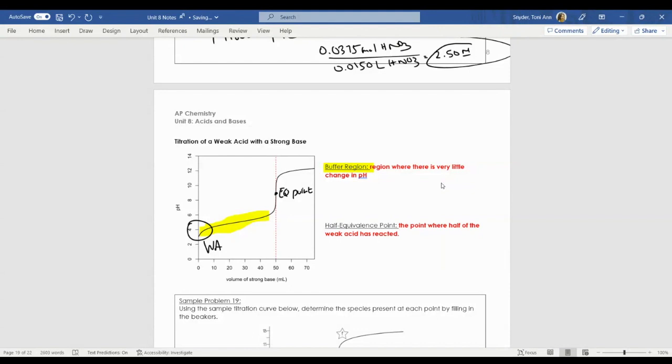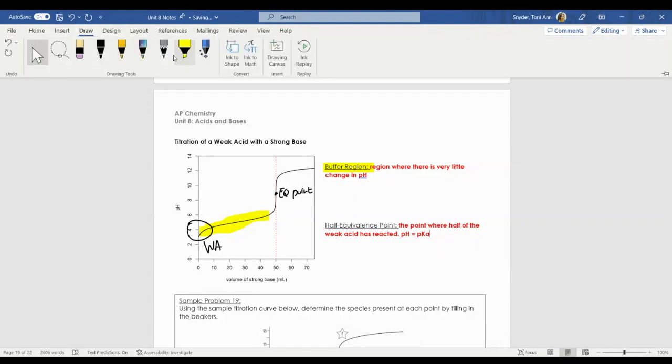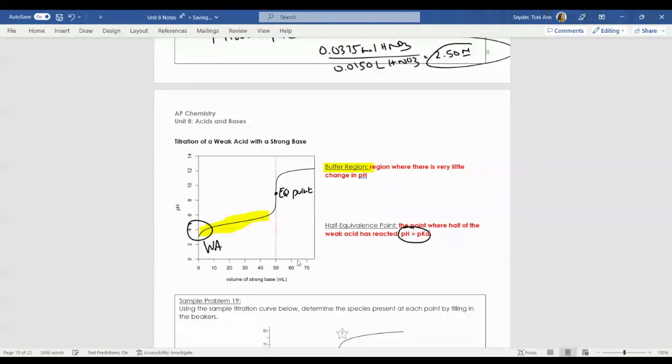And at the half equivalence point, it is very important to know that the pH of the solution is equal to the pKa of that solution. This right here, very important. So I'm going to circle that. The half equivalence point, pH is equal to the pKa.